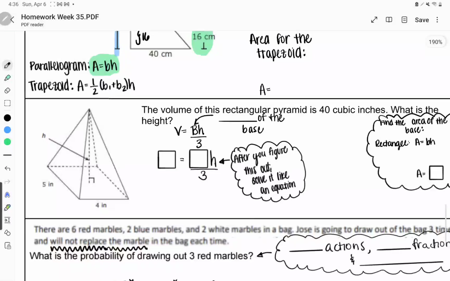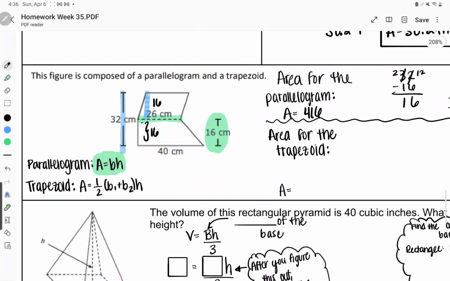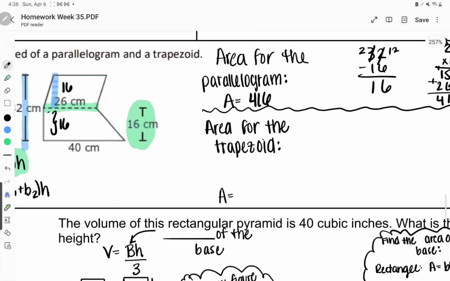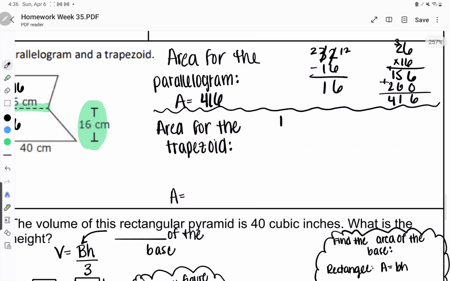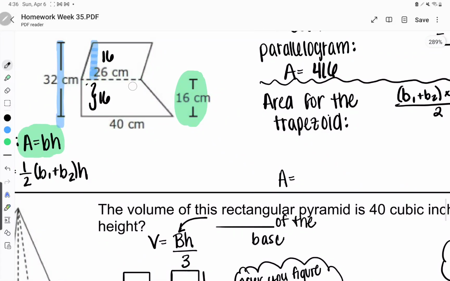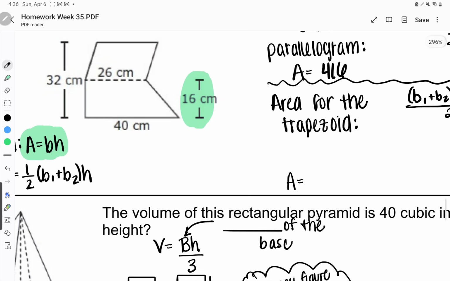Then, for my area of a trapezoid, I have 1/2 times base 1 plus base 2 times height. Now, I don't like that formula, so I rewrite it like this: base 1 plus base 2 times height divided by 2. That means I need a total of 3 numbers, and I'm going to erase all of this that I drew on here.